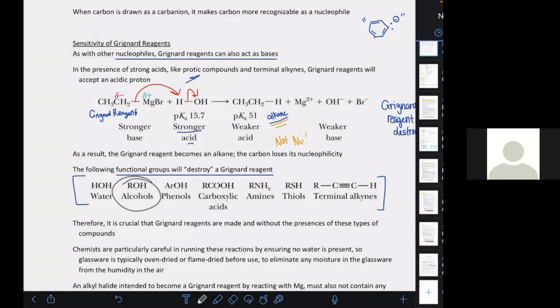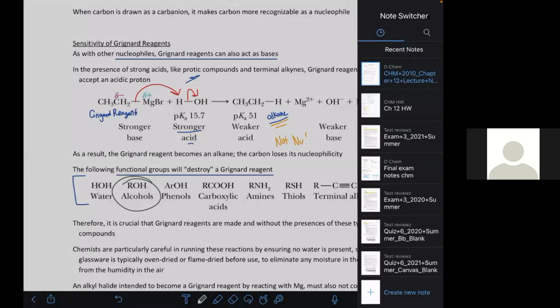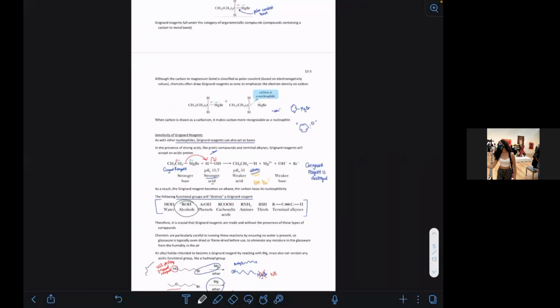What is the page of this? This chapter is page 5. Thank you.